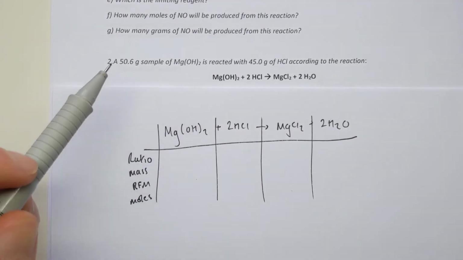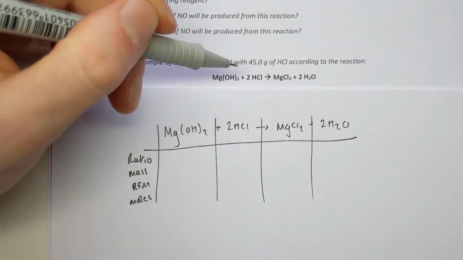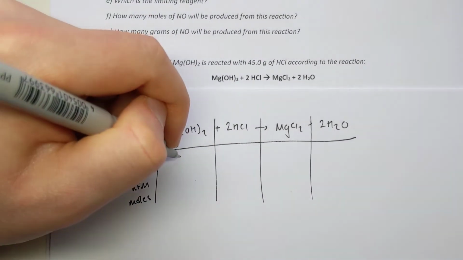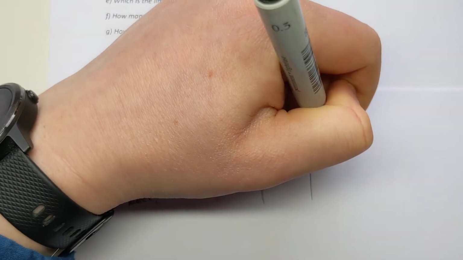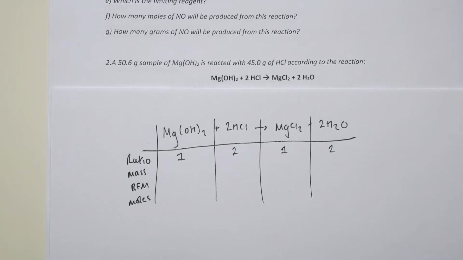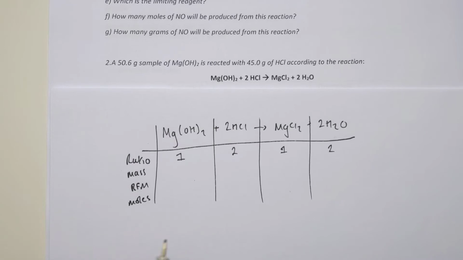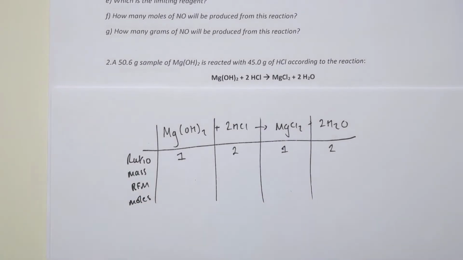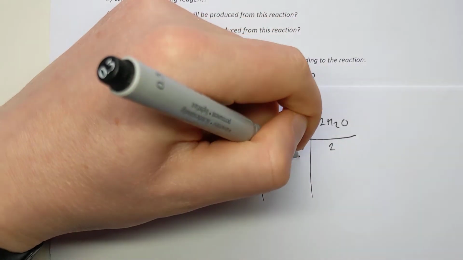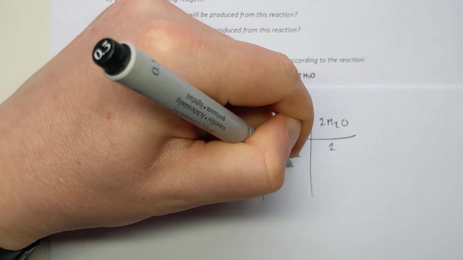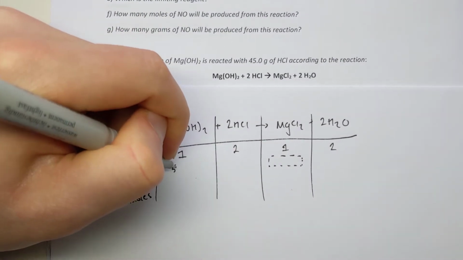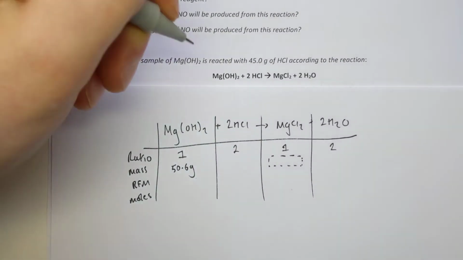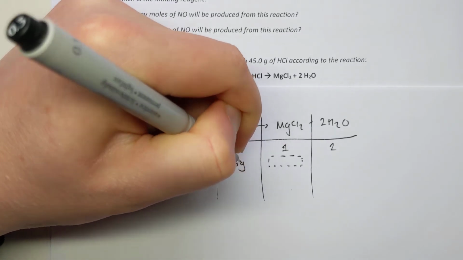Now, the key bit which tells me this one's slightly trickier is that the ratio is not just 1 to 1 to 1 to 1. It's 1 magnesium hydroxide to 2 HCl to 1 MgCl2 to 2 H2O. So within this question, I'm trying to work out the mass of magnesium chloride made. I know I'm covering it up, it says that down the bottom of the question. So this is the mass I'm trying to work out, the magnesium chloride. The 2 masses I'm given in the question are 50.6 grams of MgOH2 and 45 grams of HCl.